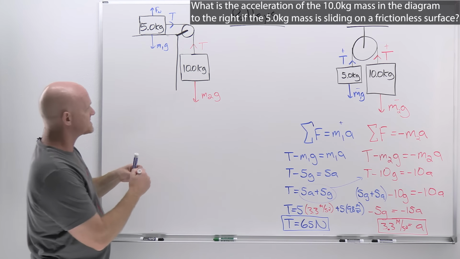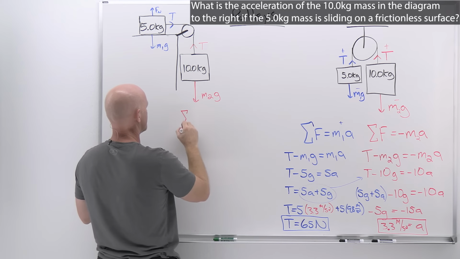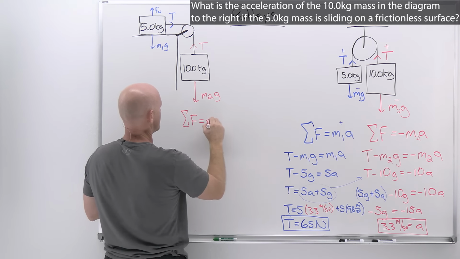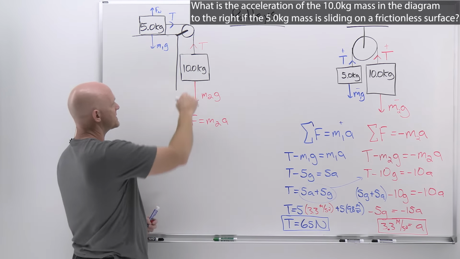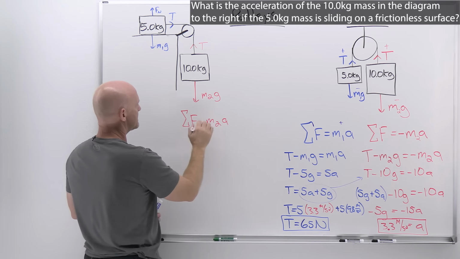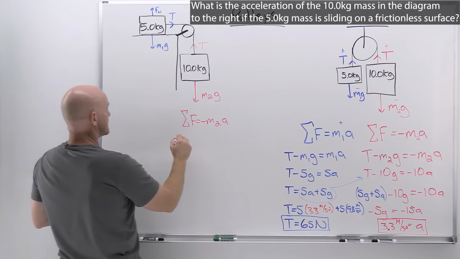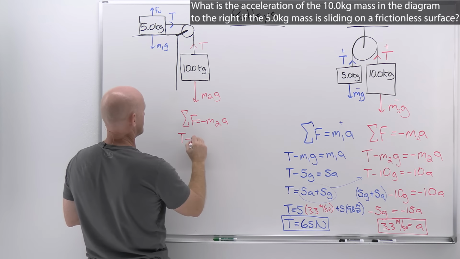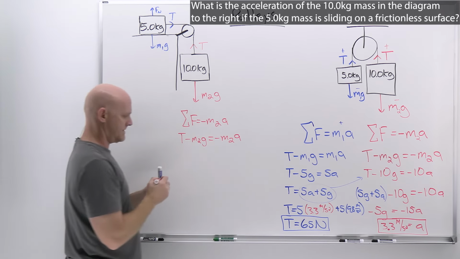Okay, so if we set up the sum of the forces for the 10 kilogram block first, it should look pretty familiar. Sum of the forces equals m2a, but we have to remember that the overall net force here points down, so we have to put that negative sign in there as well. In this case, that's going to come out to T minus m2g equals negative m2a.